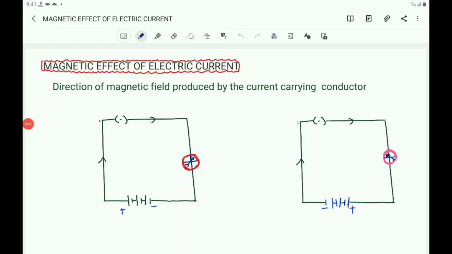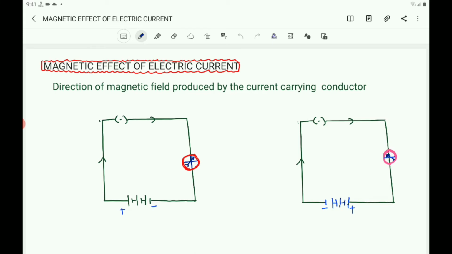Dear children, let us continue the chapter Magnetic Effect of Electric Current. You know what is magnetic effect of electric current? A current carrying conductor produces a magnetic field around it. This effect of electric current is called magnetic effect of electric current.